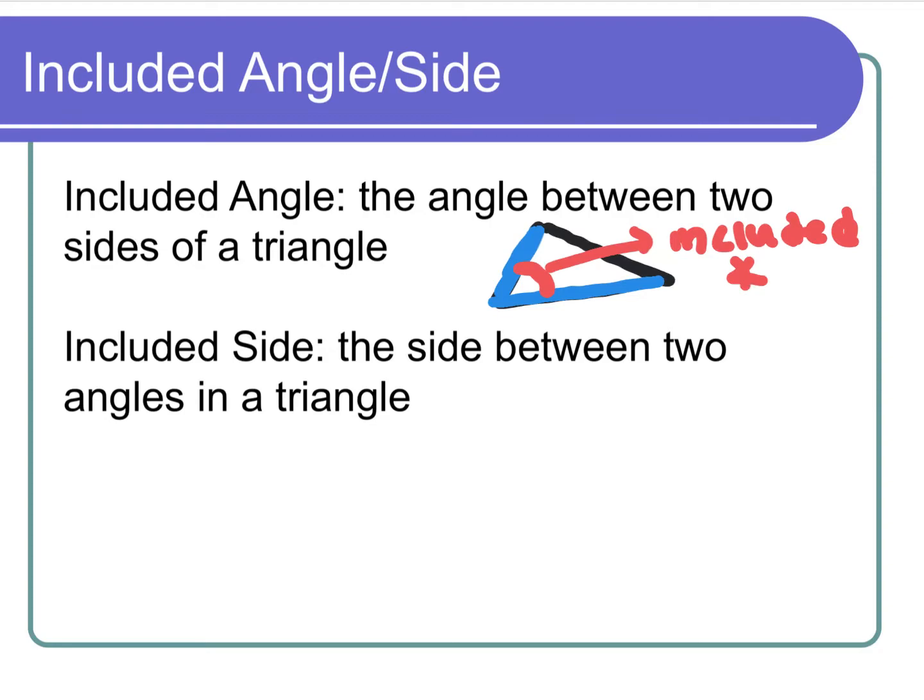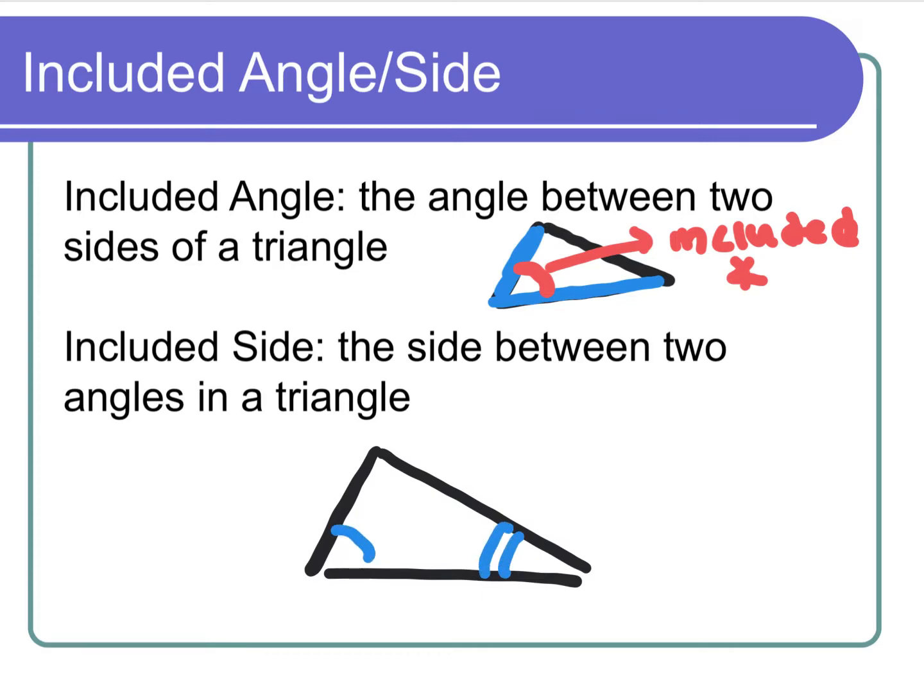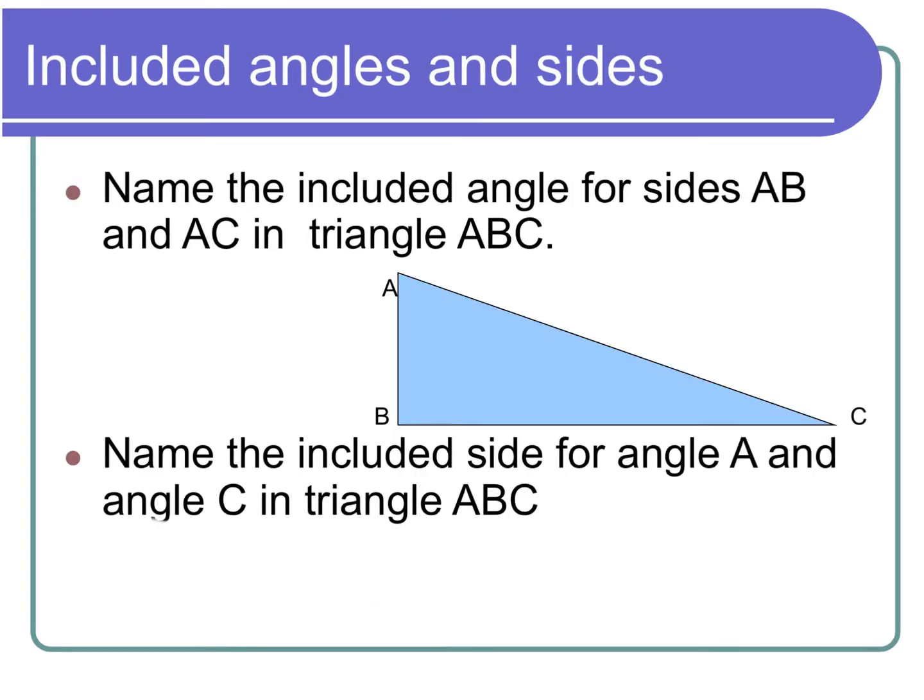Versus the included side is the side between two angles in a triangle. So this were my triangle, and I was given this angle and this angle. The included side is the side between those two angles. So this would be my included side.